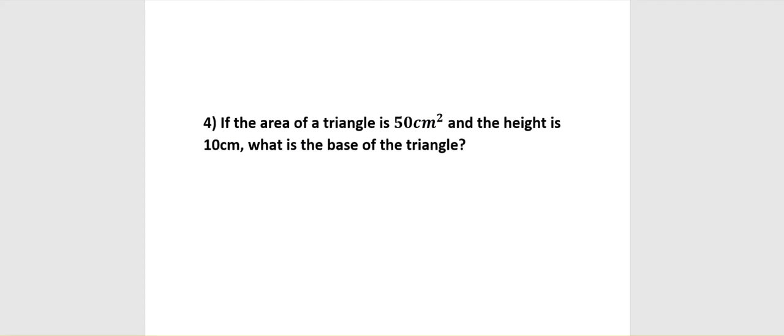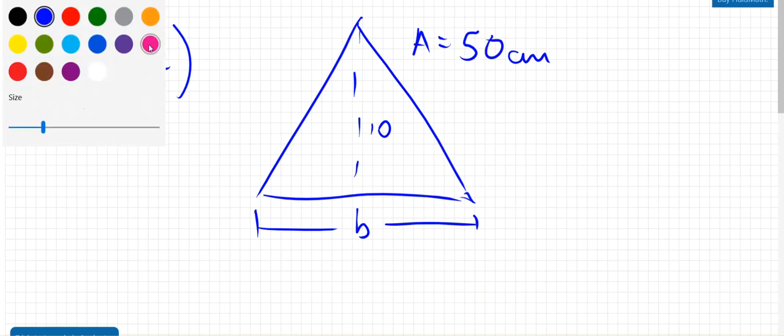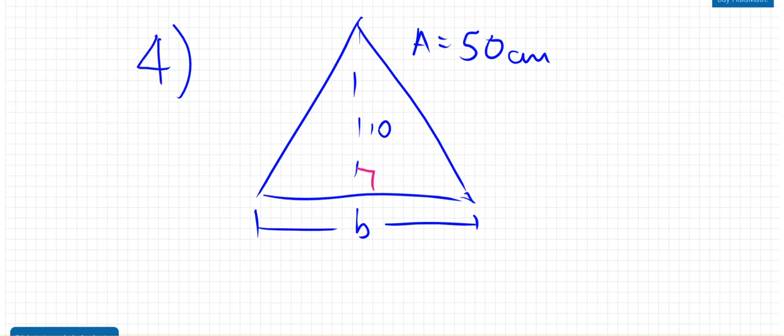Our next question is a problem-solving one. So have a go first and we'll do it together. With questions like this, sometimes it helps to draw a diagram, so always do that. Okay, so this is what I'm working with. I've drawn a triangle. It's telling me the height is 10, so there's my height parallel to the base, so my height is 10. Area is 50 centimeters squared, and they want me to find the base, B. So I can see clearly what I'm trying to do.